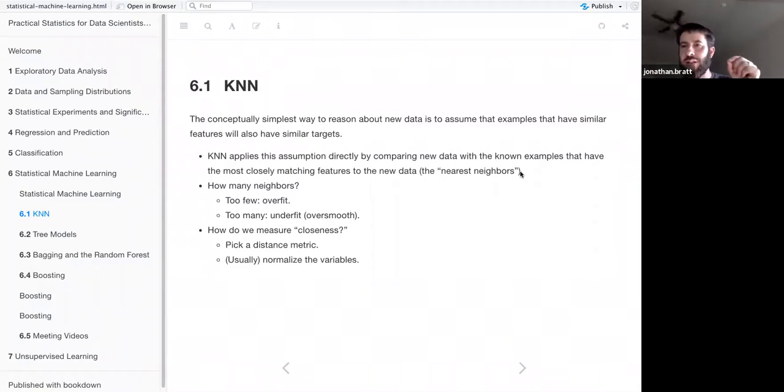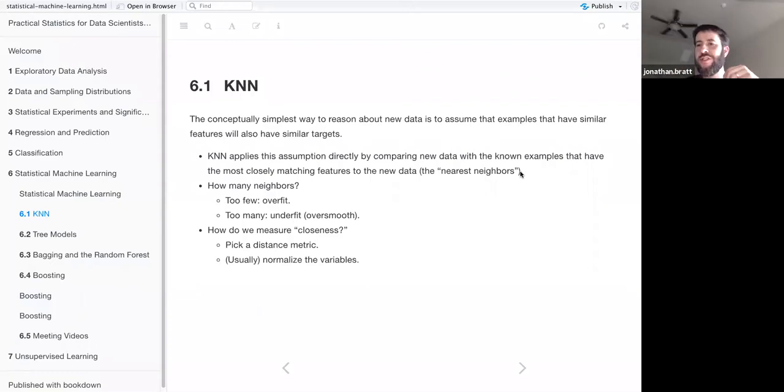If you take that picture in the book, which I hope you have in front of you, it's this two-dimensional feature space with squares and circles sort of mixed throughout. Let's say you take a single neighbor. If your new case happens to be just closer to a circle, then it'll be a circle. If it's moved over a little bit closer to a square, it'll be a square.